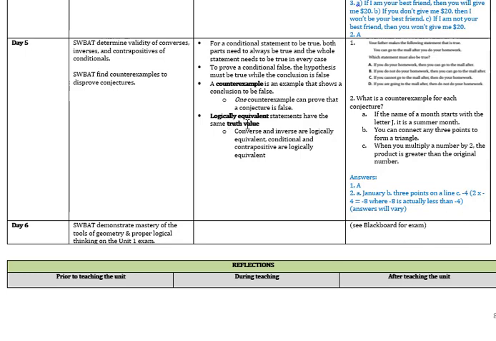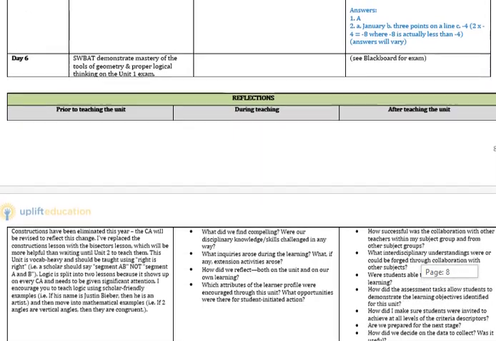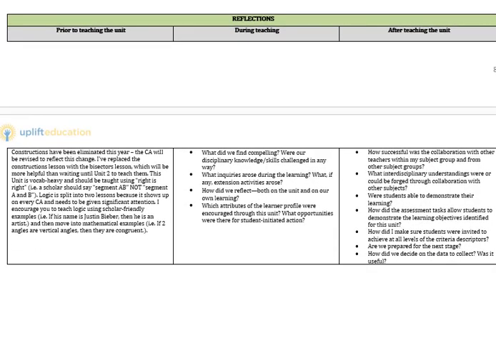For truth value, you're going to want to use simple statements to understand truth values and logically equivalent statements. You can do some sort of investigation with the logically equivalent statements, just so students can reveal those statements themselves. Day 6 then is the exam. You can see the Blackboard site for the exam, and then we get into the reflections at the end.